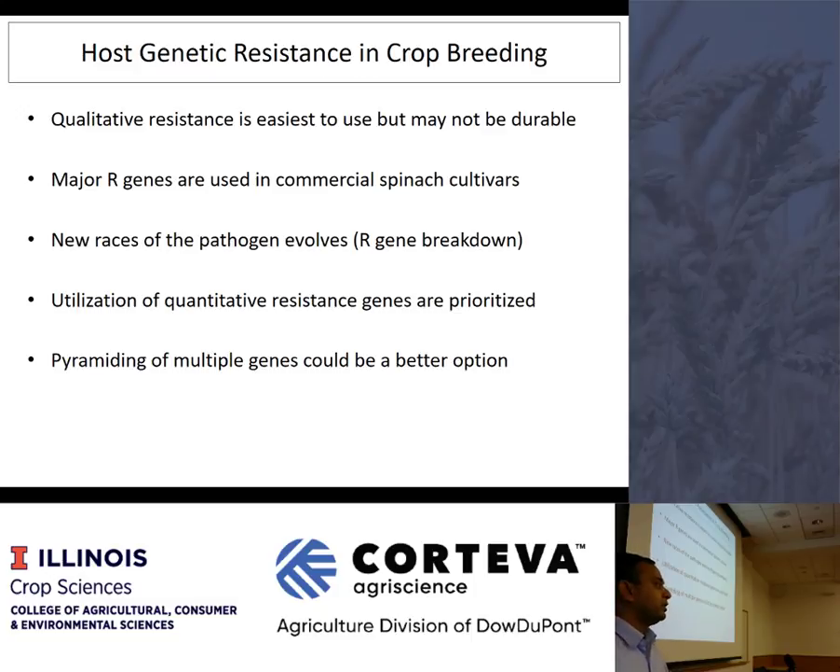Utilization of host genetic resistance is the most practical, economical, and ecologically accepted method in breeding. In spinach, major resistance genes have been explored and used in releasing commercial cultivars. However, new races are evolving each year. That's a great challenge. So we are trying to emphasize screening for quantitative resistance and further utilizing it in breeding more durable cultivars, using both quantitative and qualitative genes in the same cultivar, if that is possible.